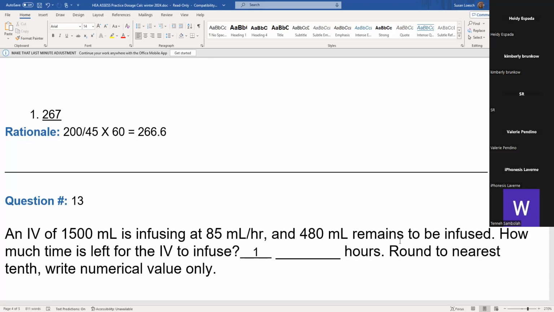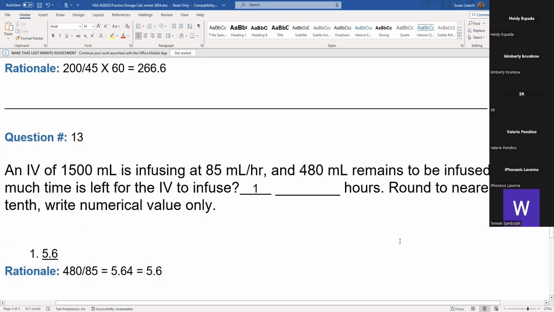Six. Now, what if I told you to convert that into hours and minutes? Because maybe I'm going to ask you what time this IV is going to stop infusing. And you've got that 5.6 there. Does that mean 5.60 minutes? What does that mean?